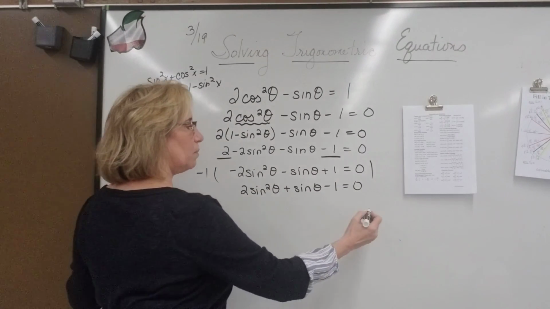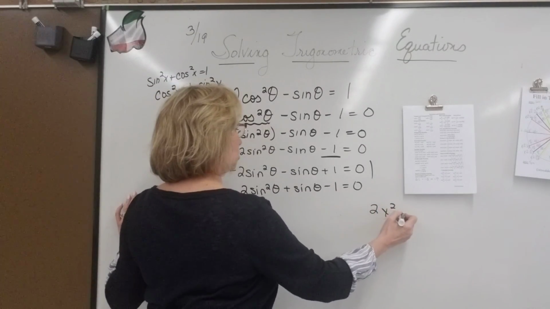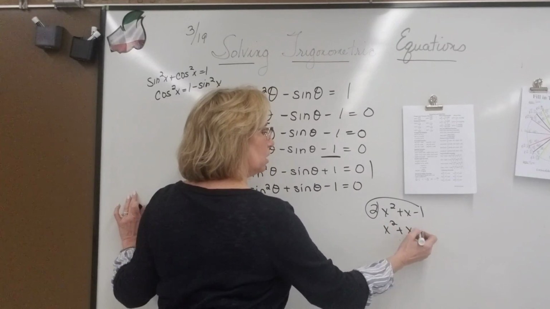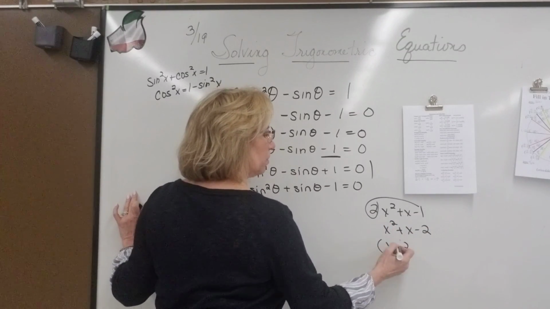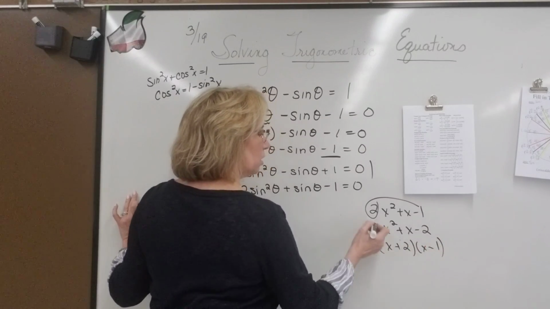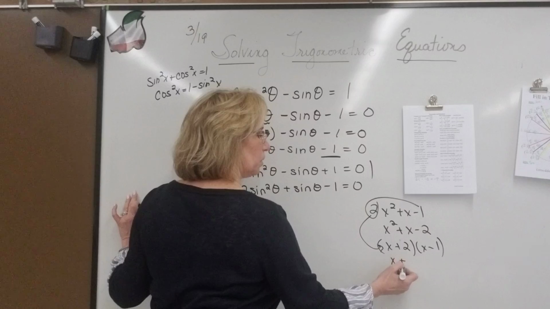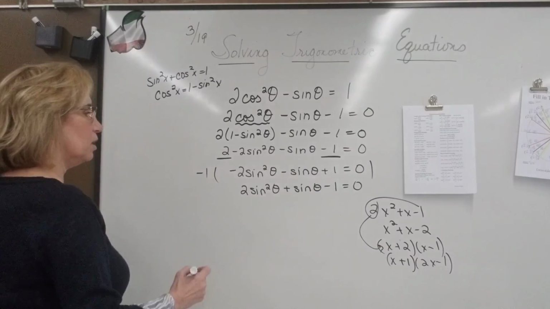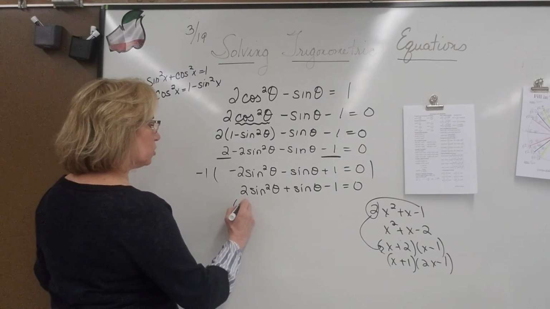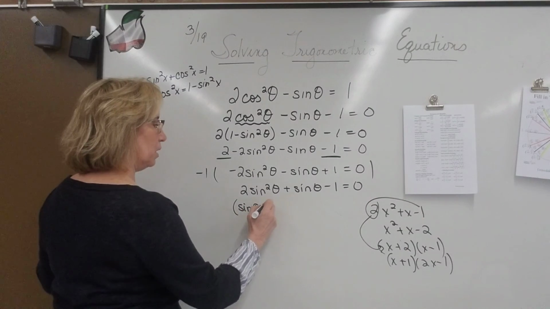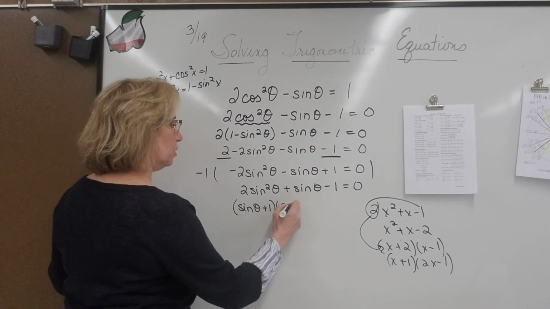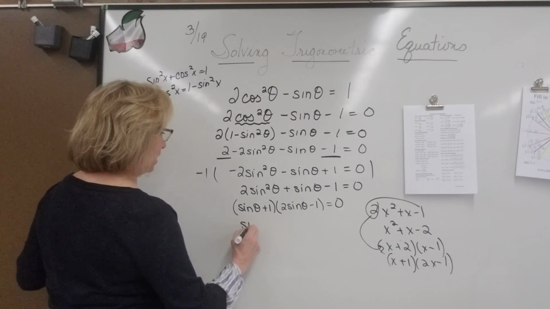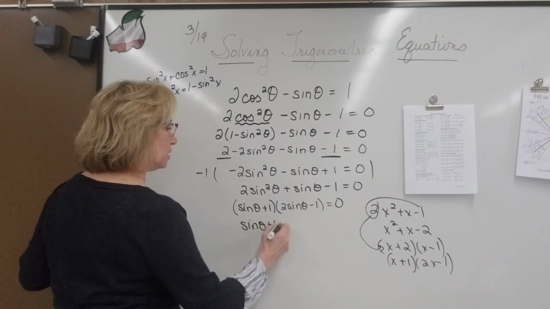Again, I'm going to do it off on the side because it involves my trick. So 2x squared plus x minus 1. Take the 2, multiply it by the 1. x minus, no, plus 2x minus 1. Bring the 2 back in, so it's going to be x plus 1, 2x minus 1. Did I get on film? Okay, good. So now it's going to be sine theta plus 1 times 2 sine theta minus 1 equals 0. Again, setting both of them equal to 0 and solving.